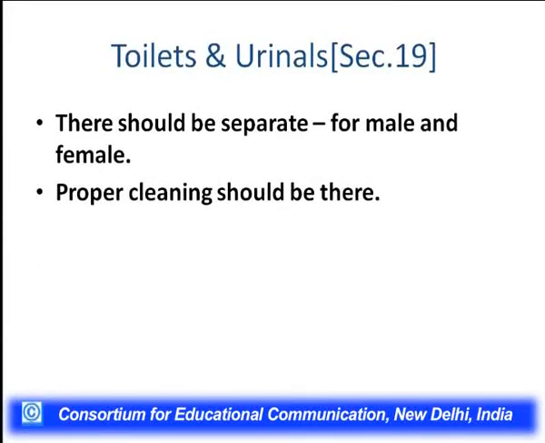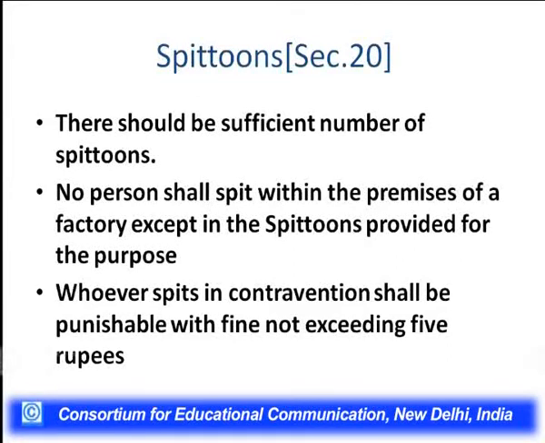Then toilets and urinals regarding section 19. There should be separate toilets for male and female employees, and proper cleaning should be maintained for these facilities. Then section 20 is regarding spittoons, which says there should be a sufficient number of spittoons and no person shall spit within the premises of a factory except in the spittoons provided for the particular purpose. Whoever spits in contravention shall be punishable with a fine not exceeding 5 rupees.